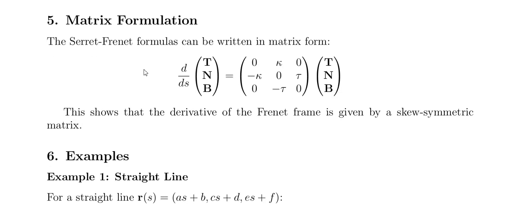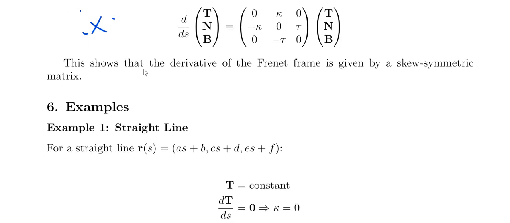இதனுடைய matrix formulation very important. That is the Serret Frenet formula நோடைய matrix formulation d by ds of T, N and B என்றது 0, kappa, 0, minus kappa, 0, tau, and 0, minus tau, 0 times T, N and B. So இதை multiply பண்ணீங்கன்னா we get the Serret Frenet formula. That is very important. And the example பார்த்தீங்கன்னா இதுக்கு straight line.